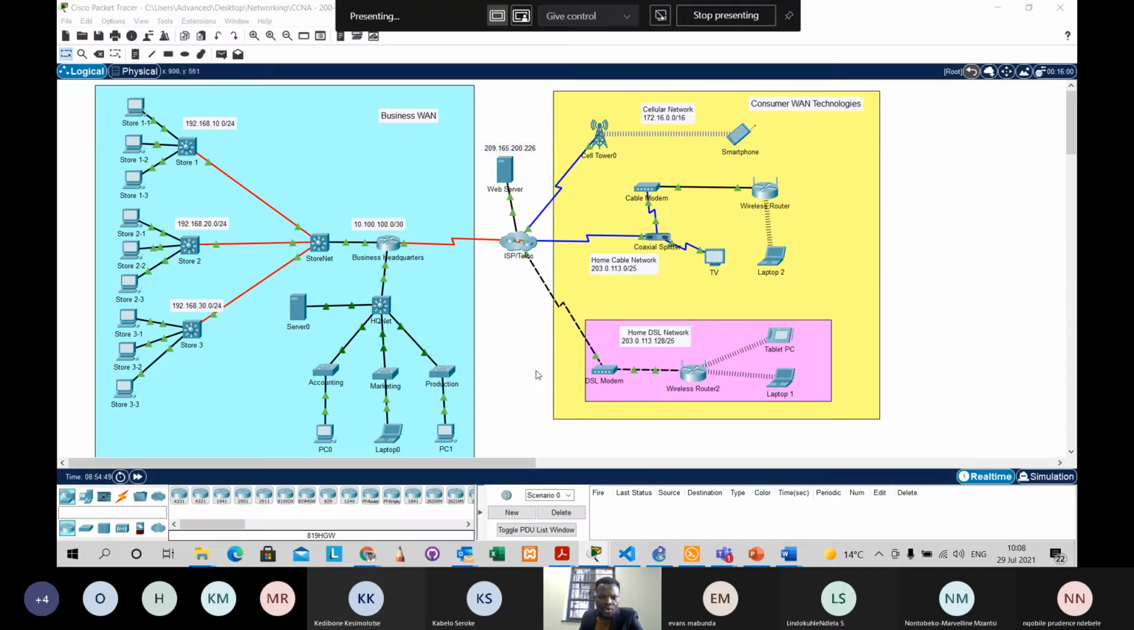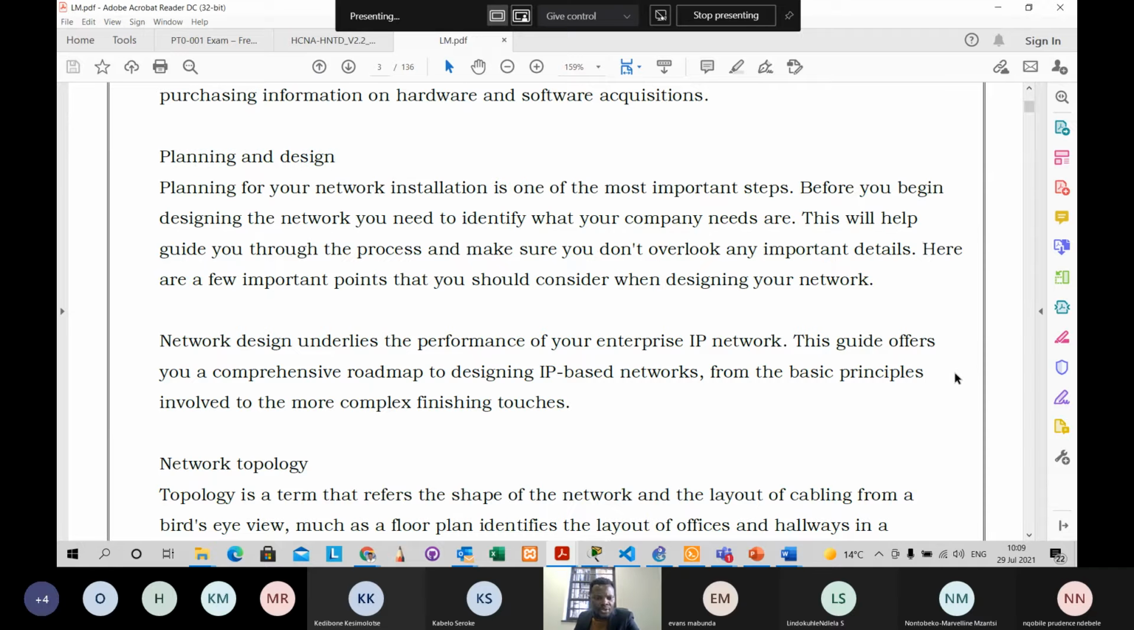So going back to the Packet Tracer, you can see what I have here at the top at store one. At store one, what I have is called a star topology. That part, I call it the star topology. All right, so what we have there, we call it a star topology. We're going to break down the different topologies that we have.